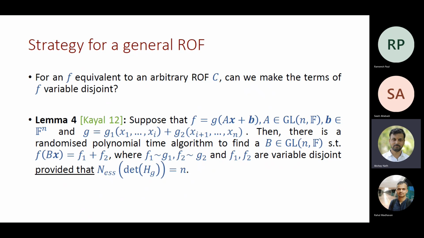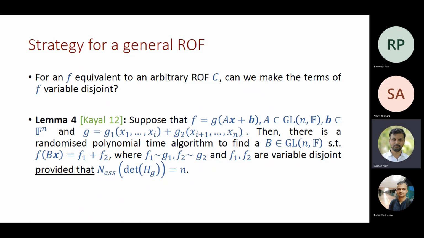The question was, for a polynomial F which is equivalent to an arbitrary ROF C, can we make the terms of F variable disjoint? Now, Kayal in 2012 gave a rudimentary approach for this problem. What he proved was the following. Suppose that F is equivalent to G, that is, F is G of AX plus B, and G is a sum of G1 and G2, where G1 and G2 are variable disjoint polynomials. Then there is a randomized polynomial time algorithm to find an invertible matrix B so that f of Bx is equal to f1 plus f2, where f1 is equal to g1, f2 is equal to g2, and furthermore, f1 and f2 are variable disjoint.